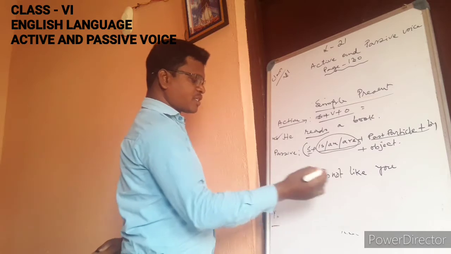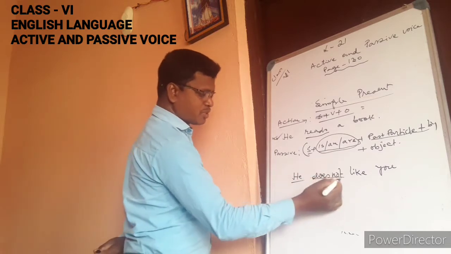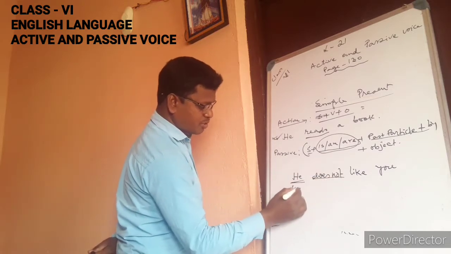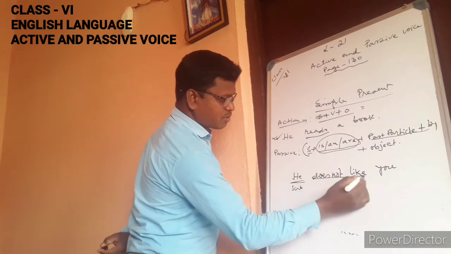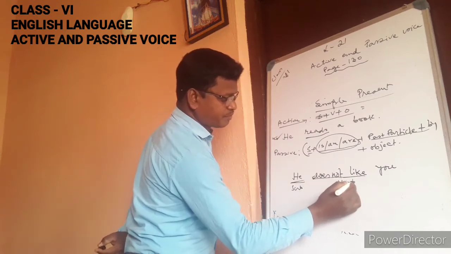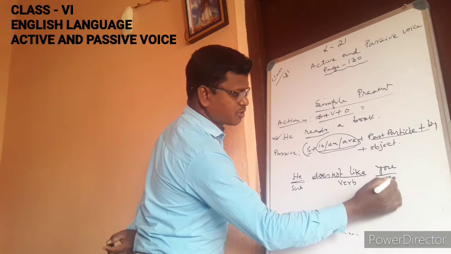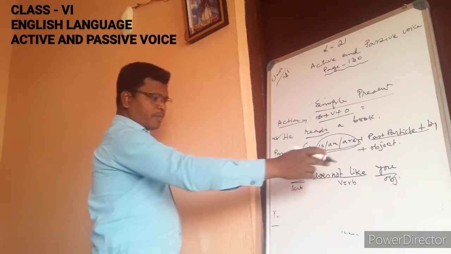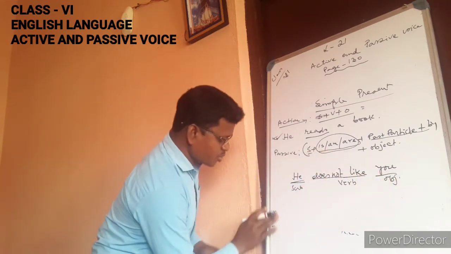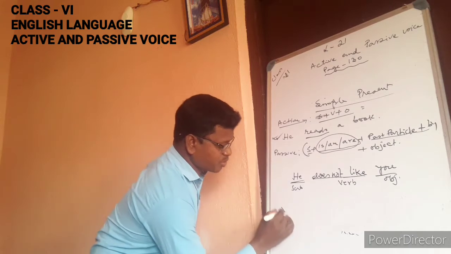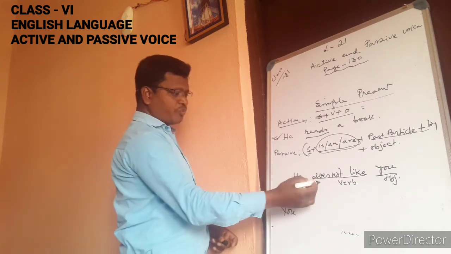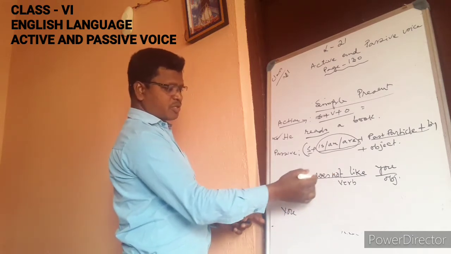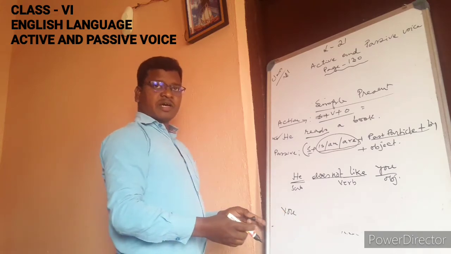So here also we will identify the tense. This is present tense. This is the subject, so verb, and we have an object. So this object will come this side. What is the object? You remains you only, isn't it? So you, and this is which tense? Present. We will have to take a helping verb.